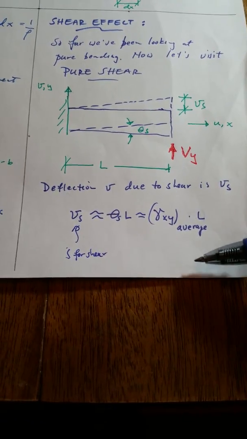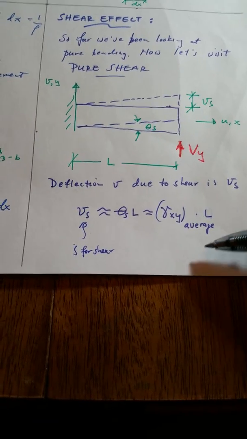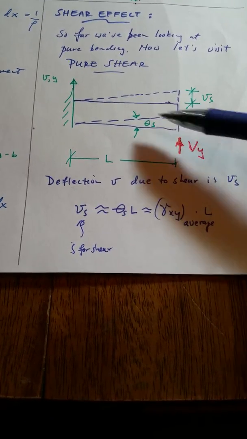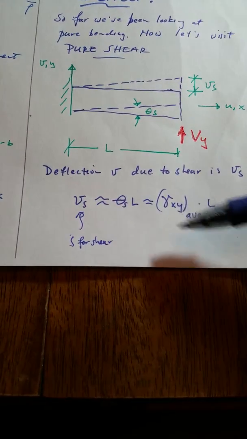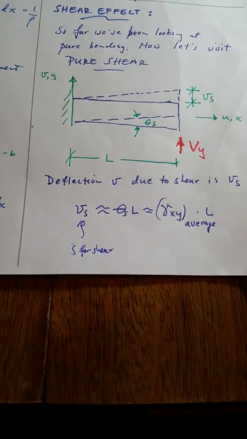And that is approximately equal to our gamma xy times L, where we're going to use gamma average.